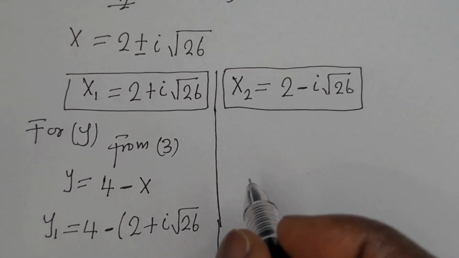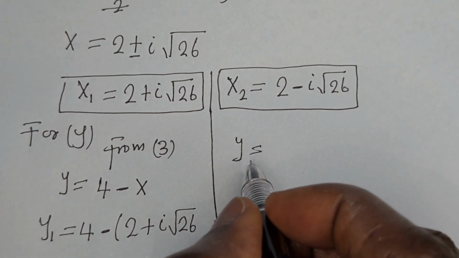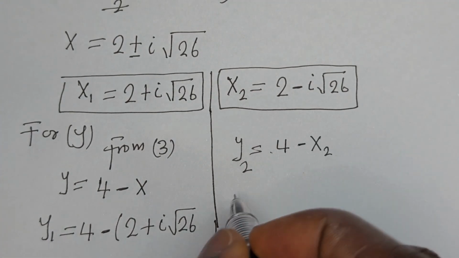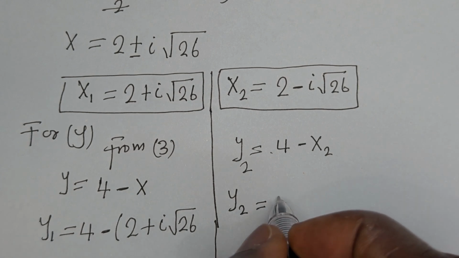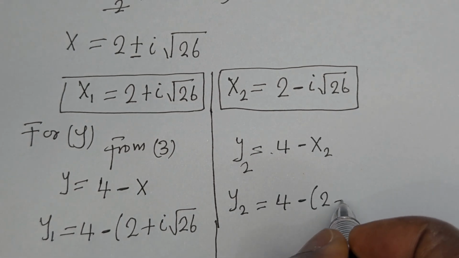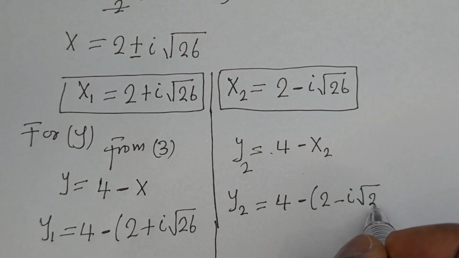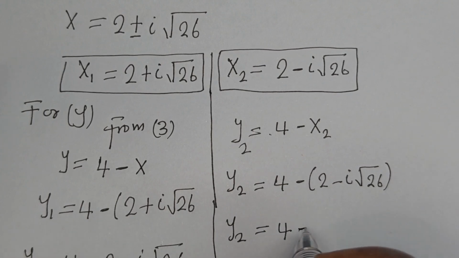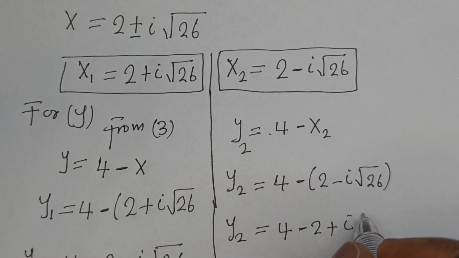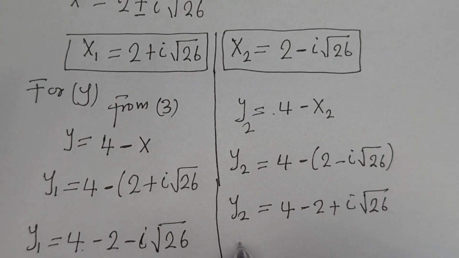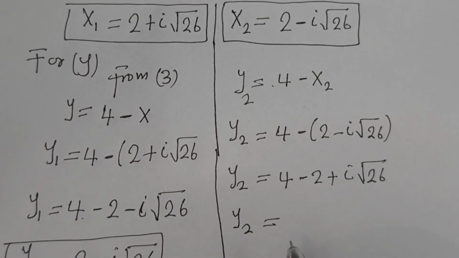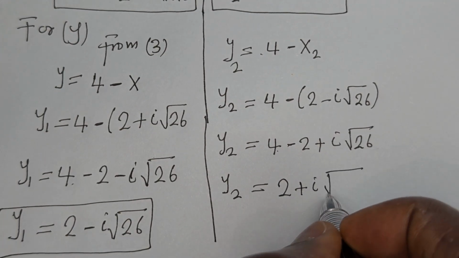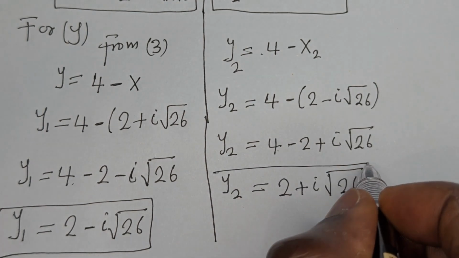Then y2 is equal to 4 minus x2. y2 is equal to 4 minus 2 minus i square root of 26. y2 is equal to 4 minus 2 plus i square root of 26. y2 is equal to 4 minus 2. This is 2 plus i square root of 26. This is the value of y2.